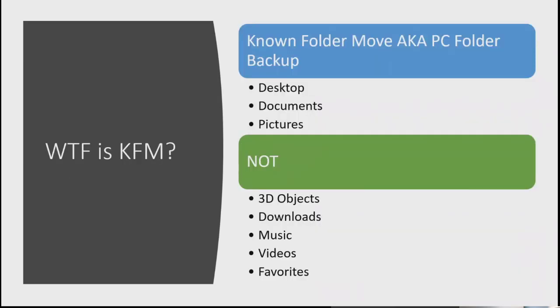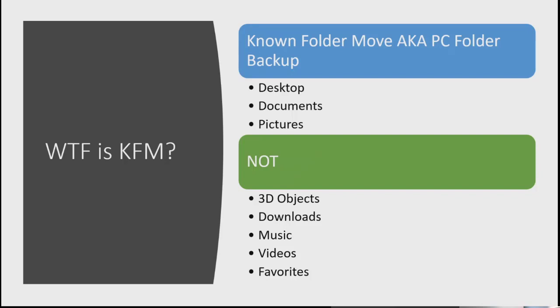You may be asking, what on earth is KFM? KFM is known folder move. Known folder move is also called PC backup, and what it does is it relocates desktop, documents, and pictures from where they usually sit on the user's machine into their OneDrive sync folder so that those files get synced. So everything that they already have on the desktop, in the documents folder, and in their pictures folder will start syncing because those folders have been moved into the OneDrive sync folder. Those 3 folders, we call them known folders.